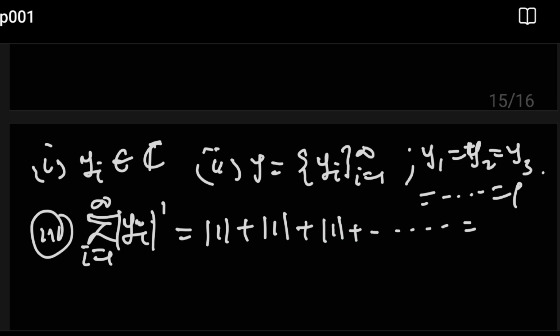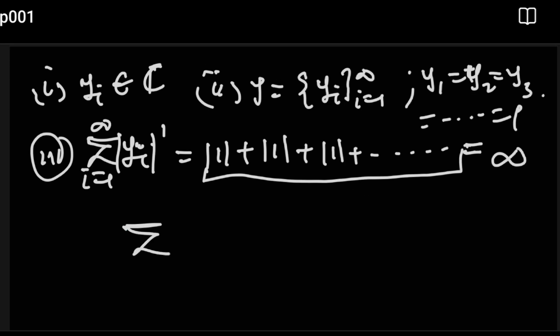To infinity. So that shows we sum 1 to infinity. So this goes to infinity. This cannot be less than infinity because we continue to sum 1 to infinity. Because we have 1, 1, 1, 1, 1, 1, 1 to infinity. So this cannot be finite.